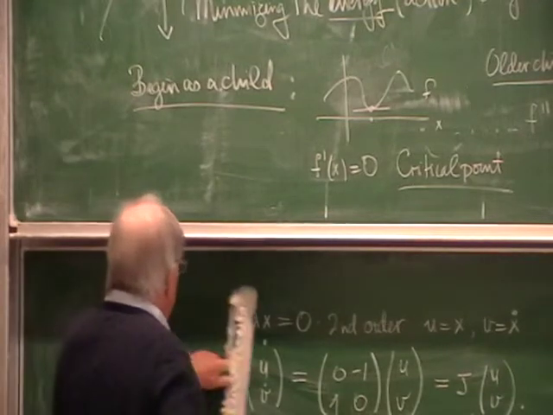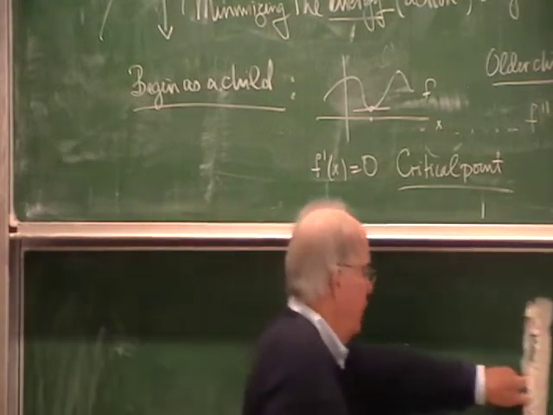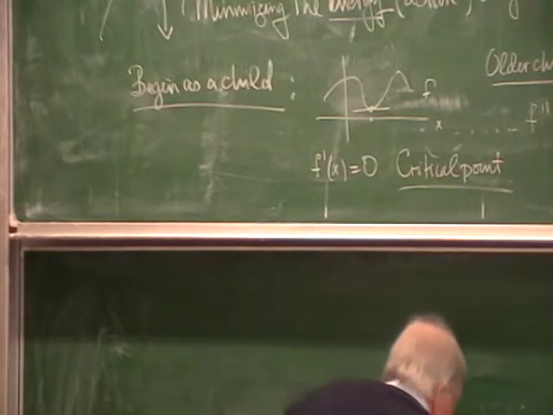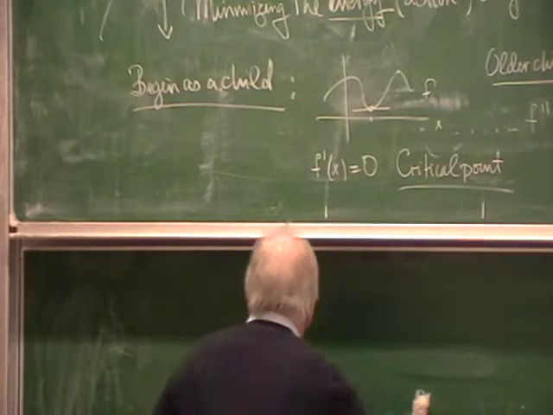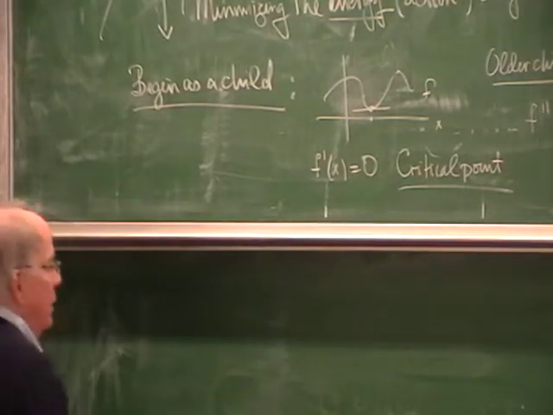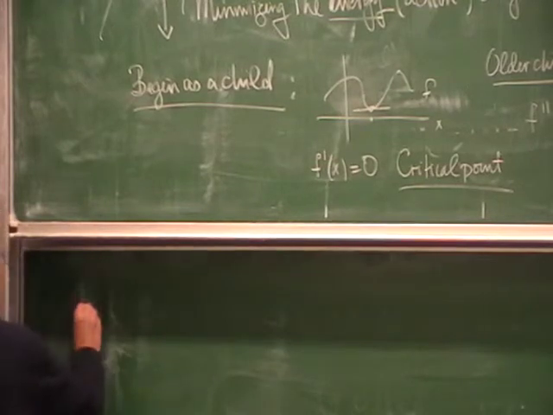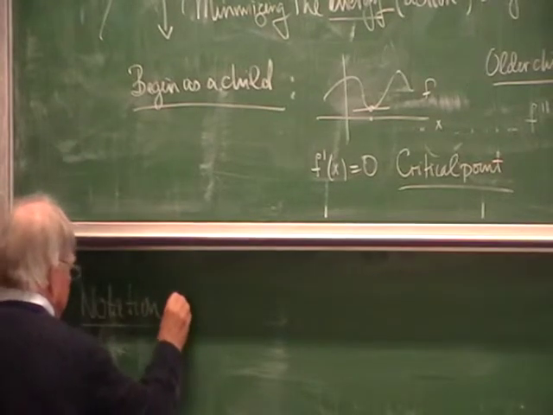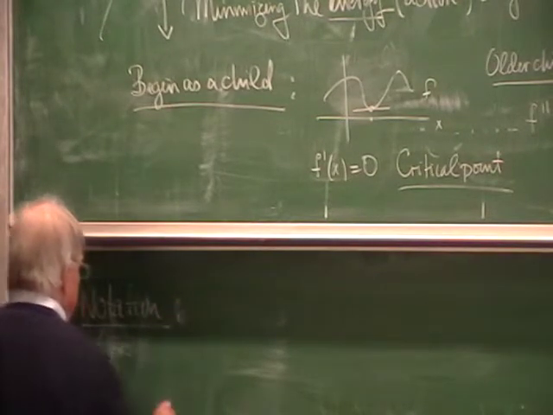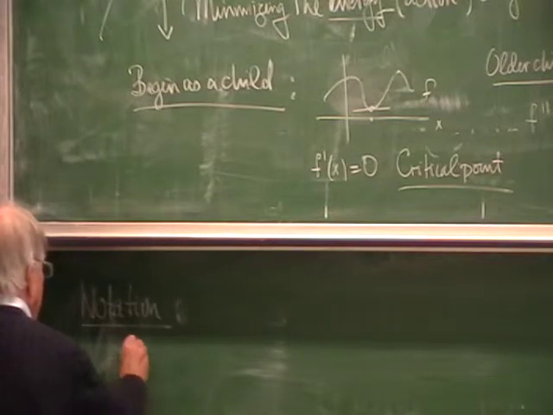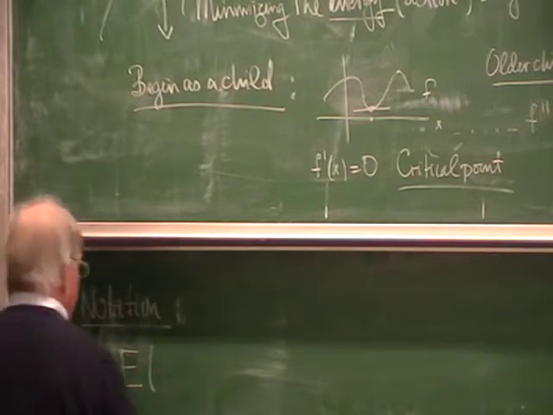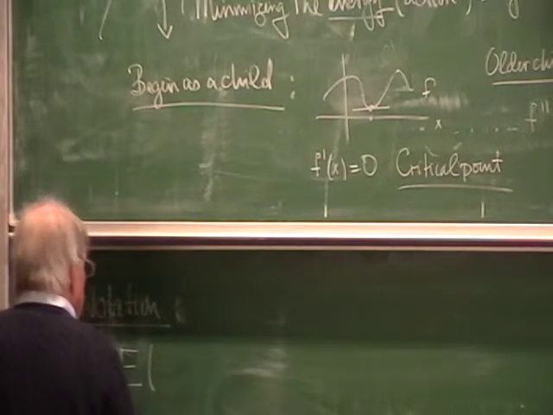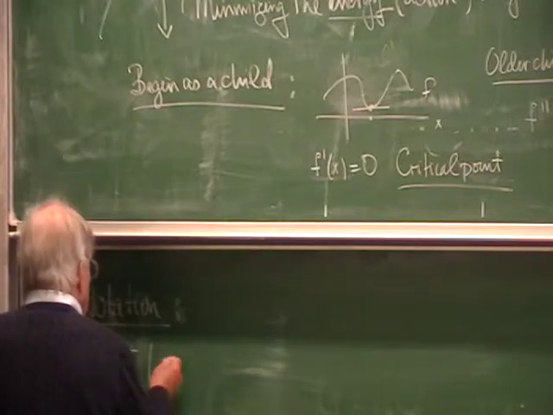I have to talk here, but I will just say what I'm going to talk about this afternoon. So the general notation will be this. We will have an energy functional defined on some curve, gamma.